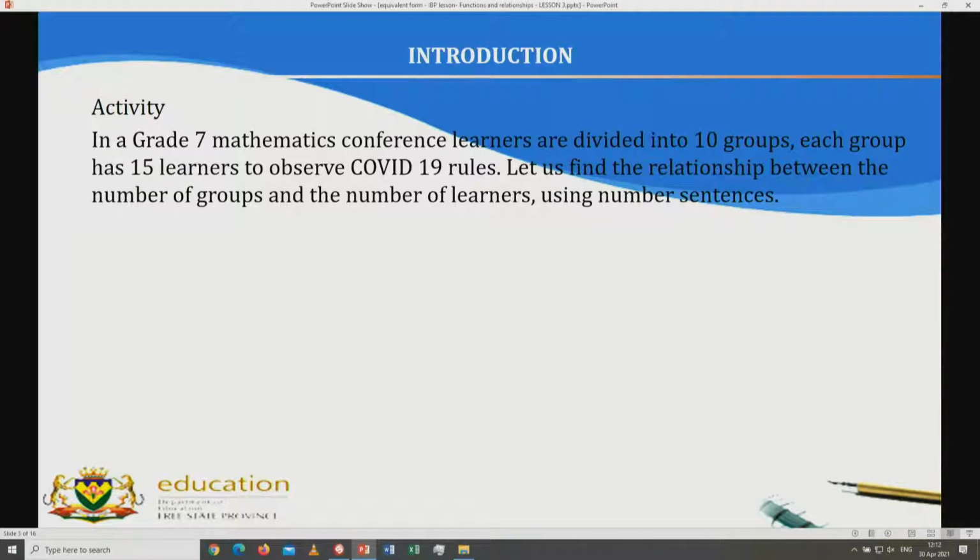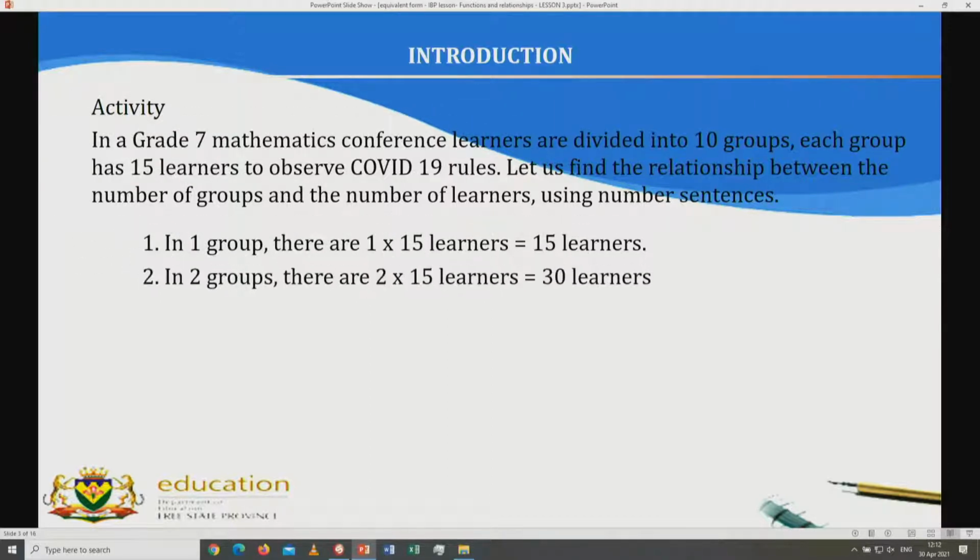Remember, I've said that the learners were divided into 10 groups. In each group, there were 15 learners because of COVID. Now, we want to find the relationship between number of groups and the number of learners using number sentence. In group 1, there are 1 multiplied by 15 learners, which equals 15 learners.